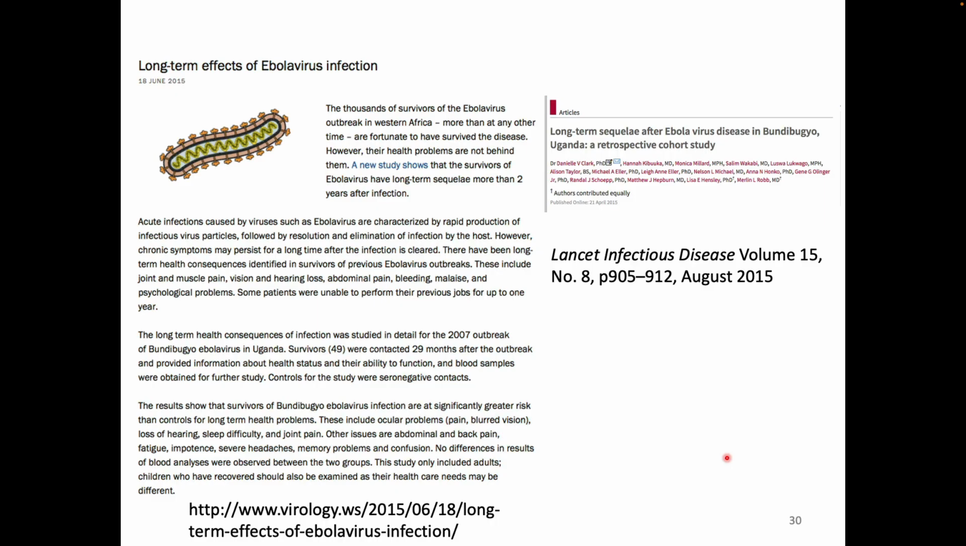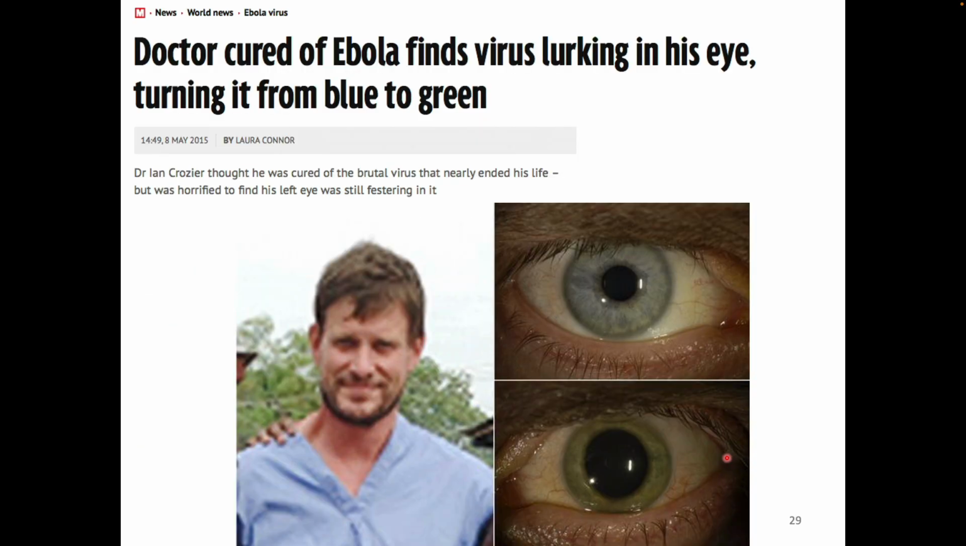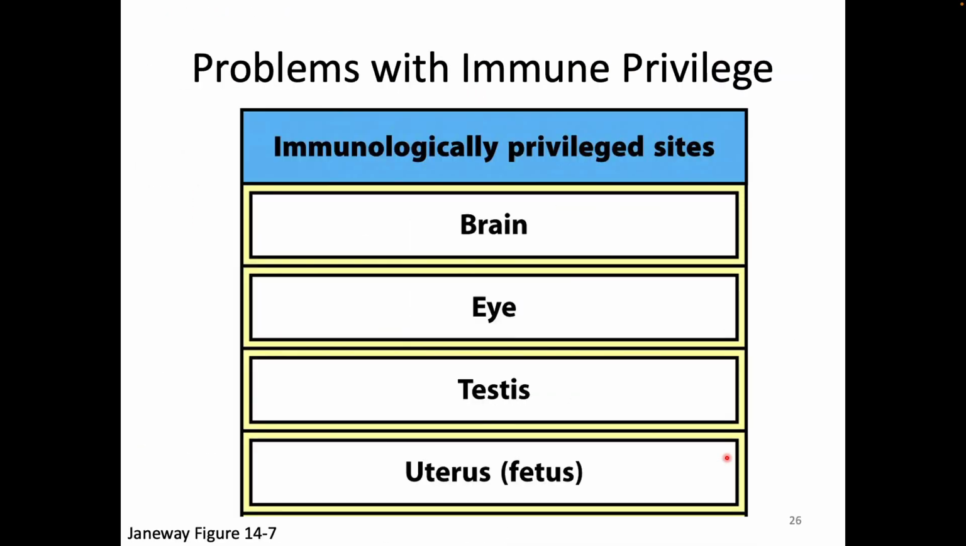If we look at some of these other patients, this is a report about this paper. You can see that others have joint and muscle pain, vision and hearing loss, psychological problems, eye problems, sleep difficulty, memory issues, headaches, all things that are largely related to brain and eye symptoms. And so perhaps immune privilege is leading to a little bit more of an issue here.